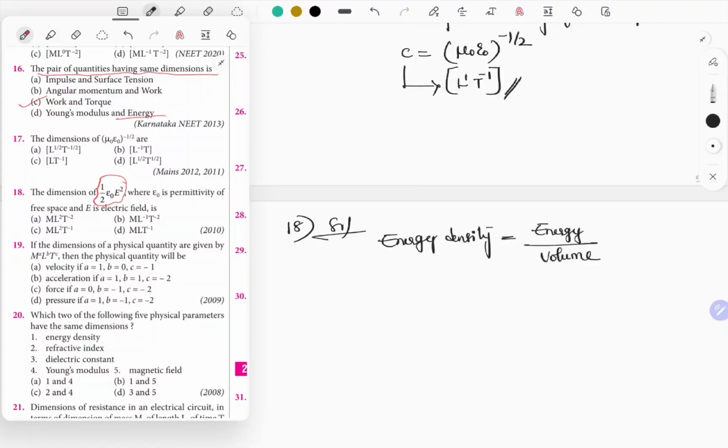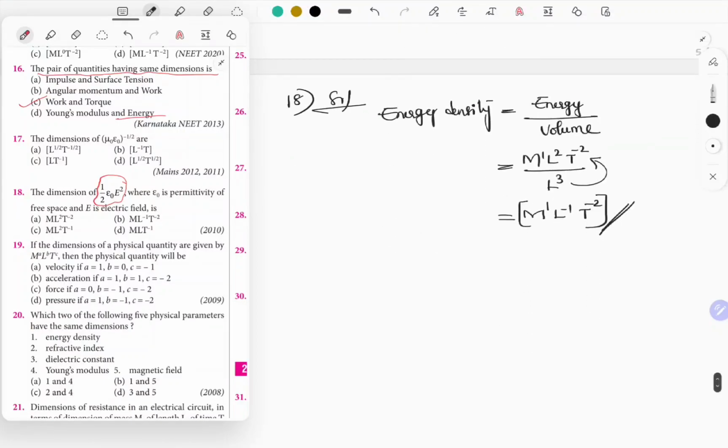So what's the question they're asking? They're asking the dimensional formula. Now, what is the energy dimensional formula? Energy is nothing but work done, right? M power 1 L power 2 T power minus 2, divided by the volume dimensional formula L power 3. If this L power 3 goes to the numerator, it becomes L power minus 3. So the final answer you are going to get is M power 1 L power minus 1 T power minus 2. This is the answer for the 18th question.